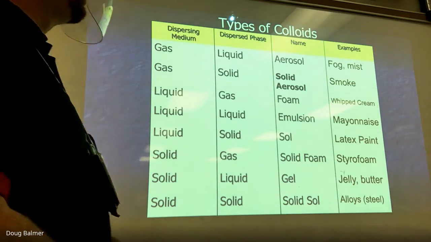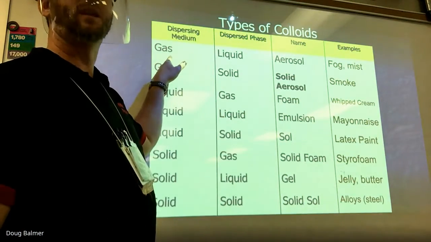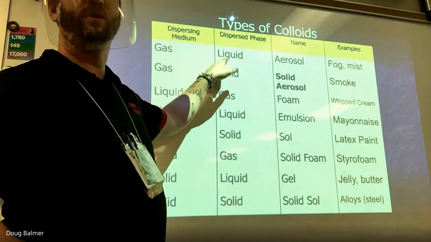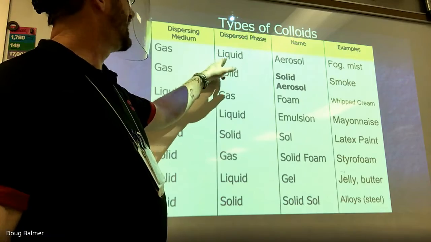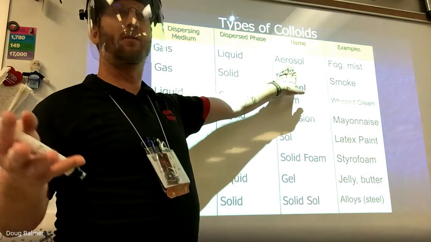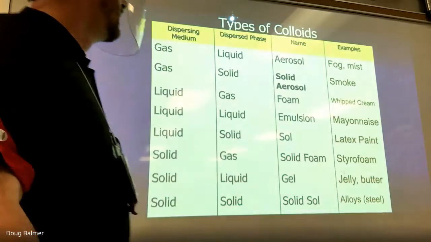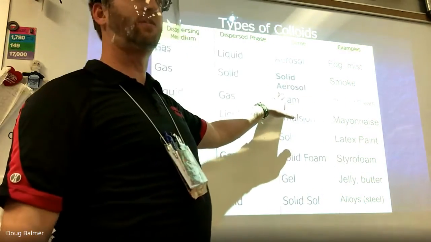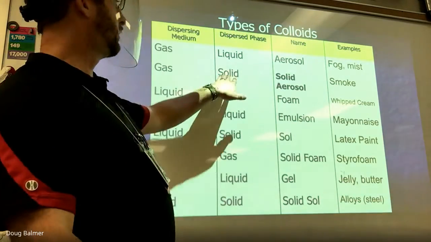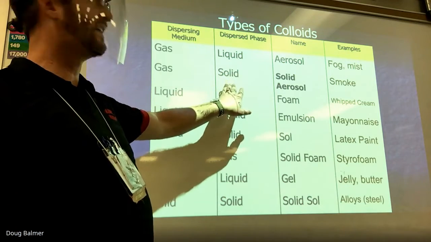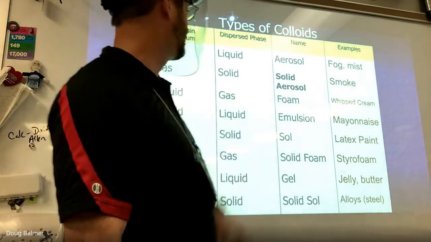So a good example would be fog. Okay, it's mainly a gas, right? That's the big dispersing medium. But what's in it would be a liquid, like little droplets of water, or little mist in there. So that would be called an aerosol. Why? Because aero means gas. Sol is related to solutions. Smoke would be a solid aerosol, or like if you have athlete's foot, you spray Tinactin on your feet. That would be a powdered dust mixed in with the gas. That would be a solid aerosol, as opposed to a liquid aerosol.